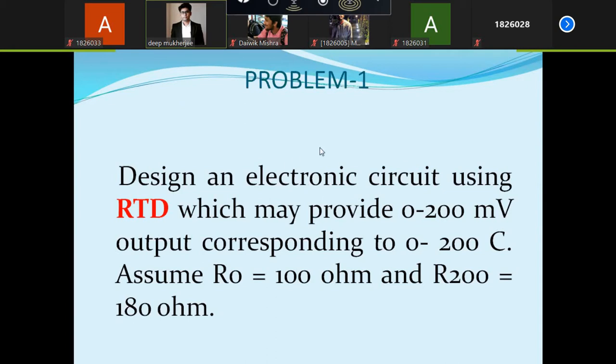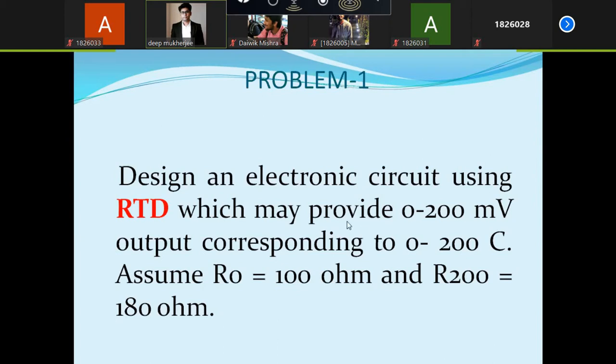All three arms are equal, and one arm will act as the RTD. The theory has already been covered, so you should proceed with that design. And one thing to note here.